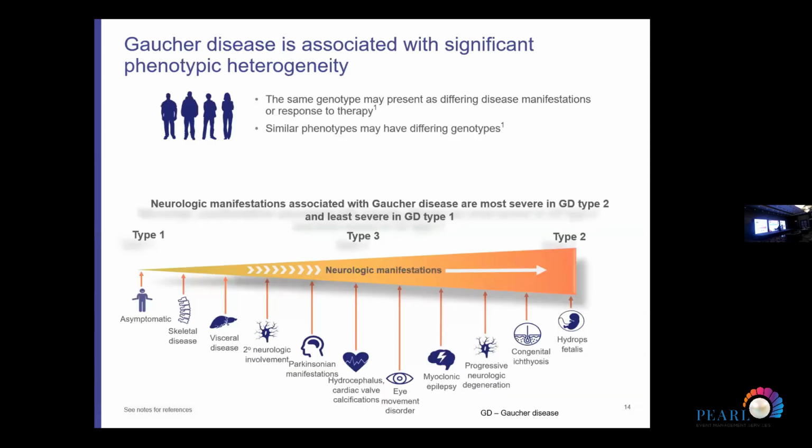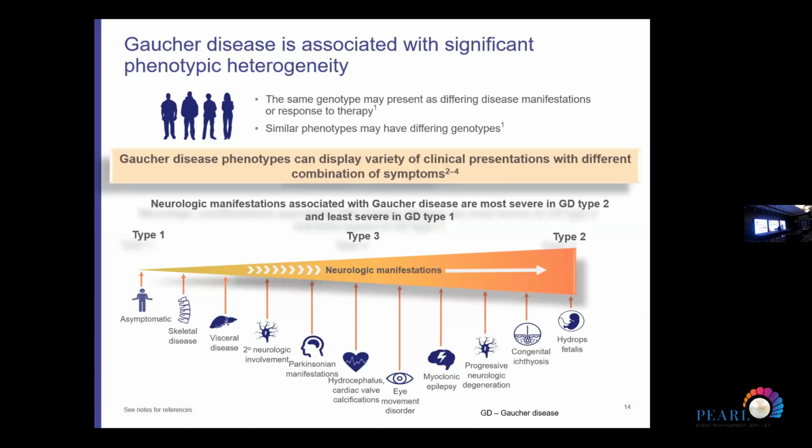So Gaucher disease is associated with significant phenotypic heterogeneity. I know that I just presented type 1, type 2, and type 3, but in real life, the patient doesn't come to you and tell you that I'm type 1 or type 3. Sometimes it's very difficult to differentiate between these two. And as you can see here, the spectrum of clinical manifestations is very variable, and the patient can present anywhere on the spectrum.